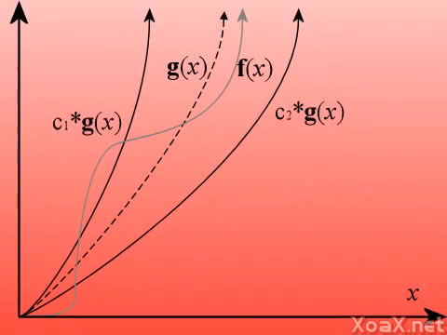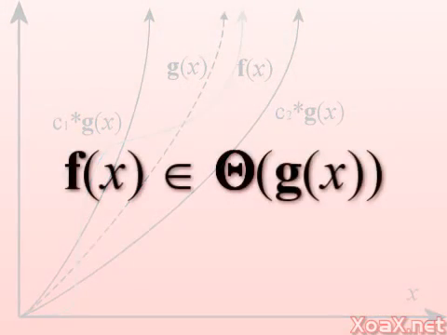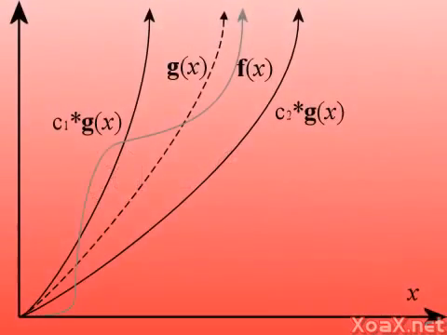If there are constants such that g of x bounds the function f of x both from below and above, then we say that f of x is in big theta of g of x. Of course, the constants in this case are different, so we have labeled them c1 and c2 to clarify that. The x0 that we choose can be any value that is far enough out that f of x doesn't intersect either c1 times g of x or c2 times g of x anymore, and remains in this white area.